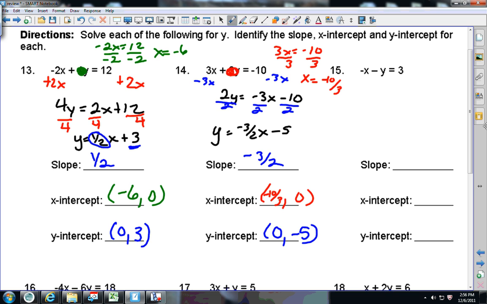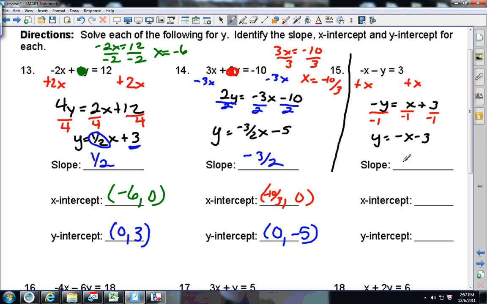Okay, let's try the next one. What would you do first? You would add x to each side. You get negative y equals x plus 3. Y cannot be negative, so I'm going to divide everything by negative 1. I get y equals negative x minus 3.